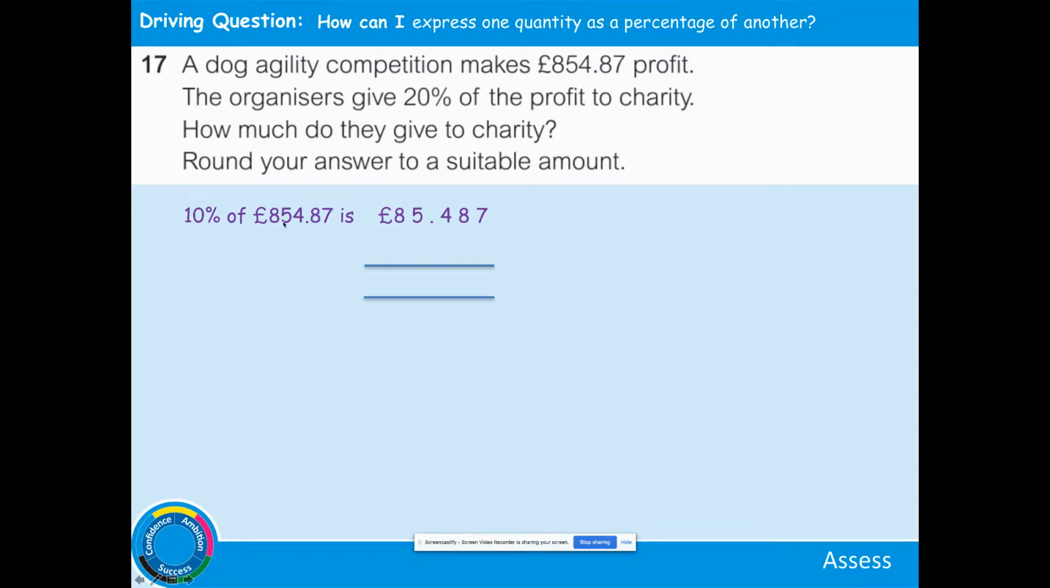So the 8 moves into the tens, the 5 moves into the ones, the 4 moves into the tenths, 8 moves into the hundredths, and the 7 moves into the thousandths. So we've got £85.487, if you like. We want to find 20%, so we need to multiply by 2. So 20% is 2 times 7 is 14, 2 times 8 is 16, add the 1 is 17. 2 times 4 is 8, add the 1 is 9. 2 times 5 is 10, carry the 1. 2 times 8 is 16, add the 1 is 17.